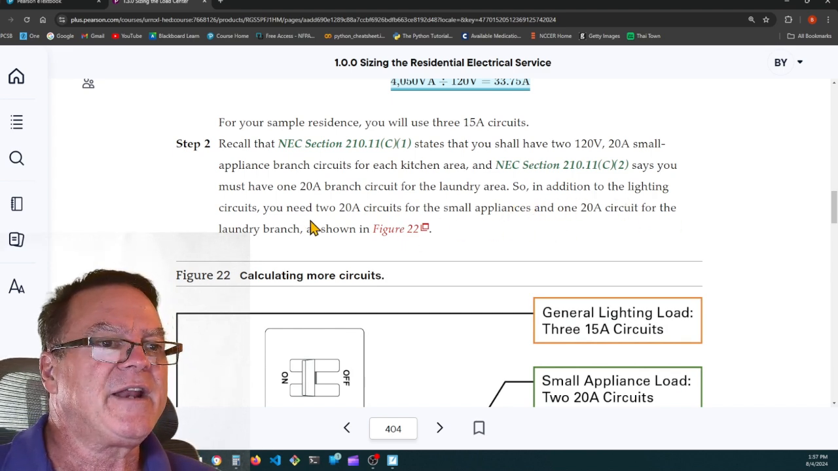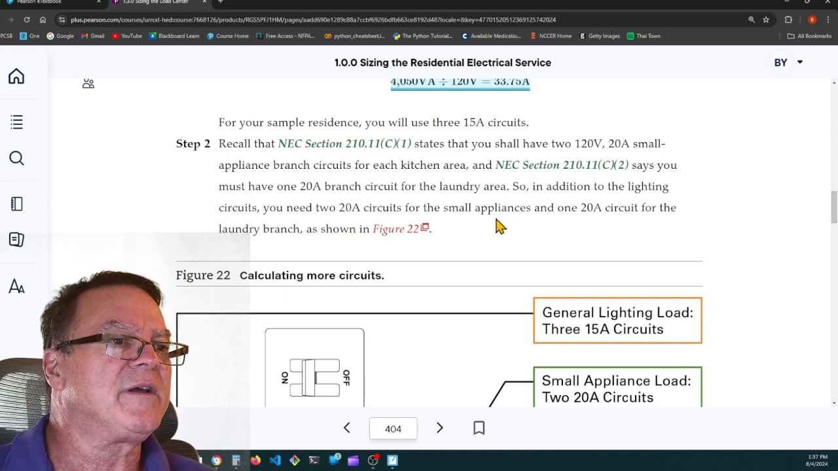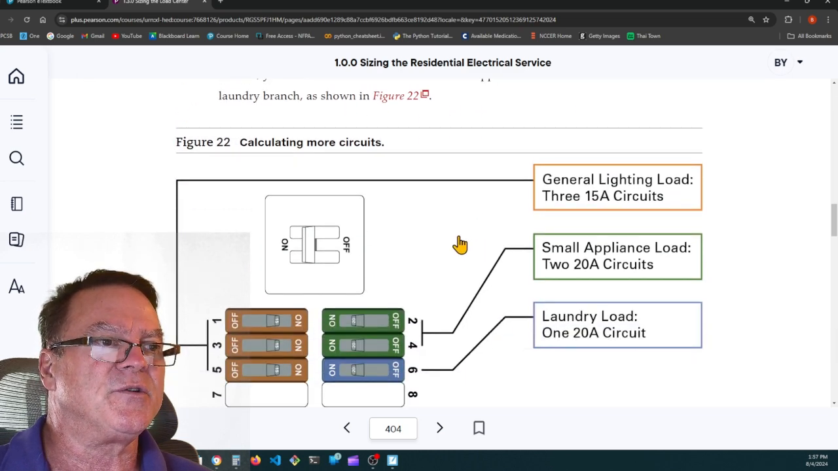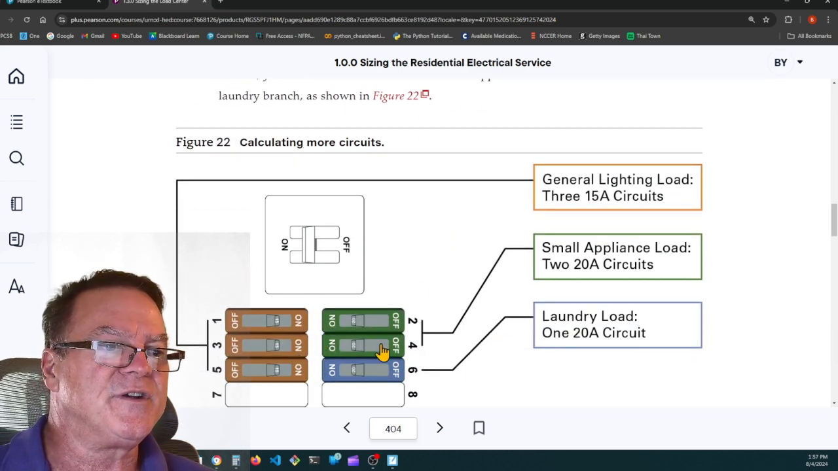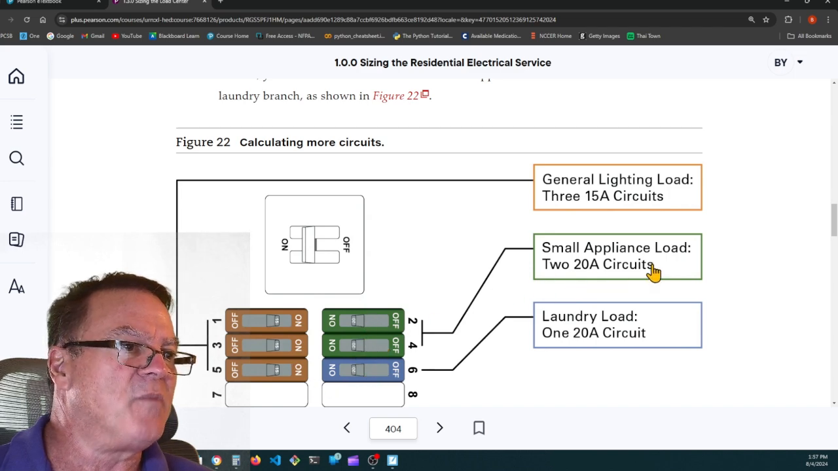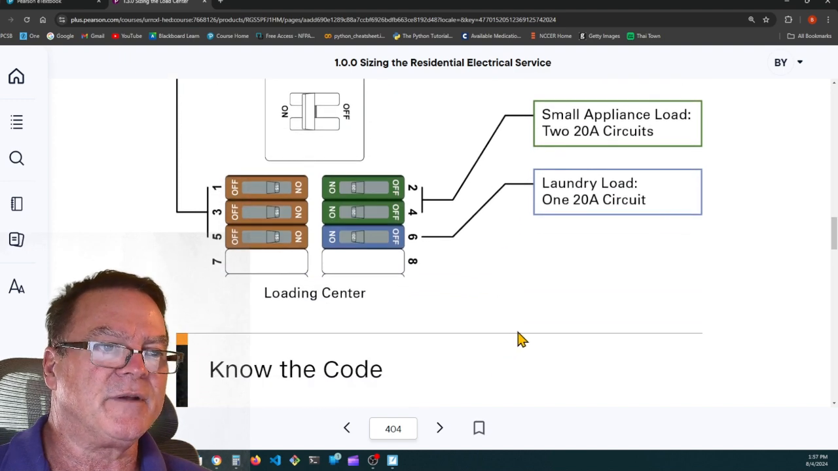So in addition to the lighting circuits, you need 2 20 amp small appliance circuits for the small appliance branch circuits and 1 20 amp circuit for the laundry branch circuit, as shown in figure 22. So there's your 6 circuits, or they're saying 15 amp for the lighting loads and 20 amp for the small appliance branch circuits and 20 amp for the laundry load circuit.